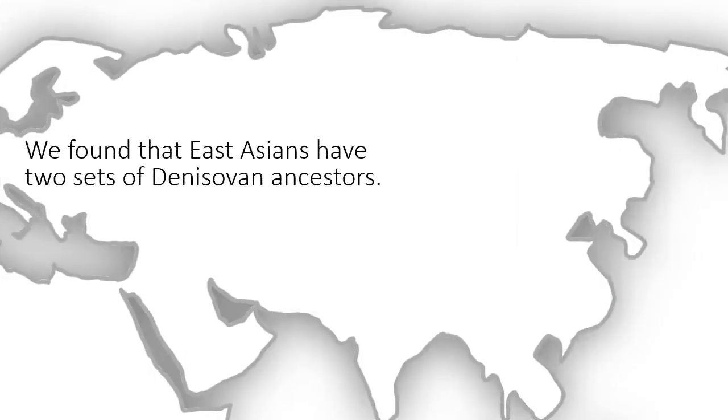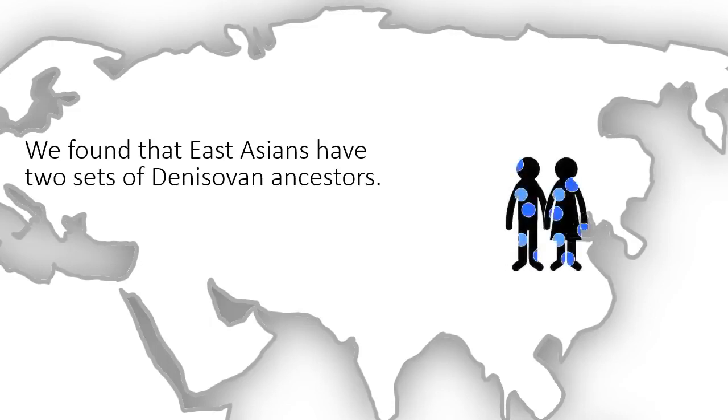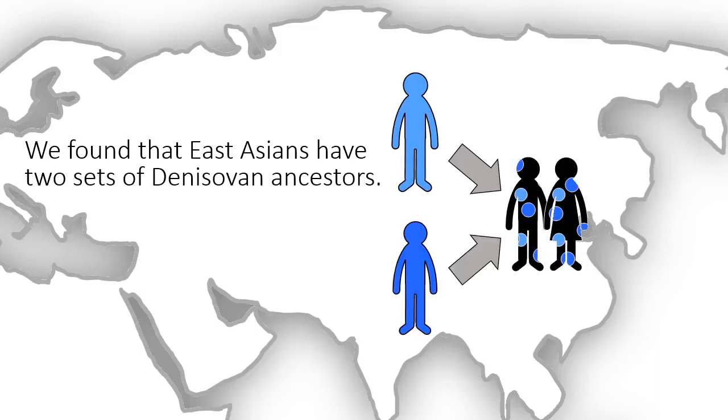In our study, we discovered that East Asians inherited DNA from 2 groups of Denisovan ancestors. One ancestral group was closely related to the sequenced Denisovan from Siberia, whereas the other ancestral group was distantly related. How did we obtain this result?